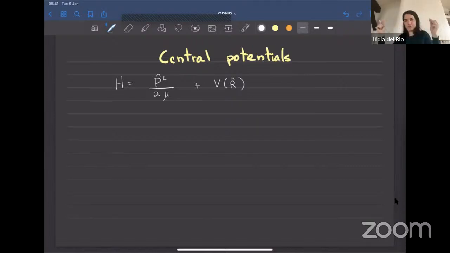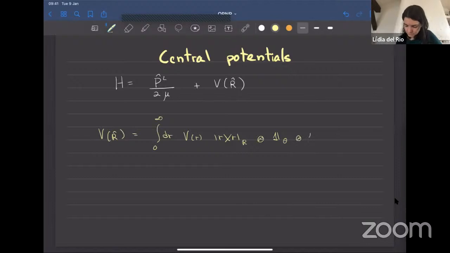Well, just like before when we had V of X, it means it only depends on this coordinate R in spherical coordinates. So what this means is that if I expand V of R in spherical coordinates, it's going to have some V of R times the projector onto this position, this radius R, and then it does nothing on the other two coordinates, theta and phi.